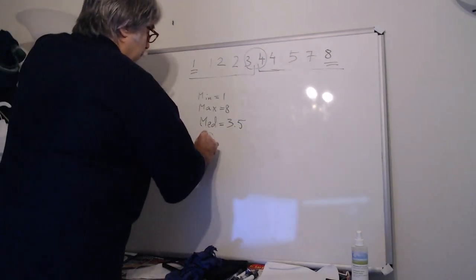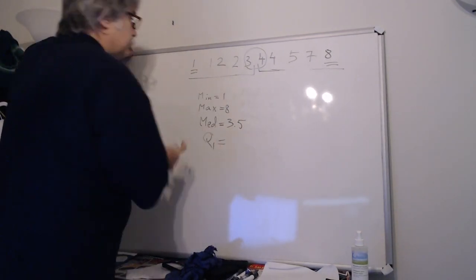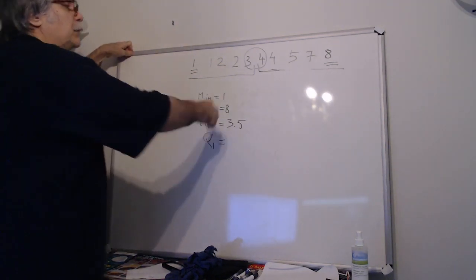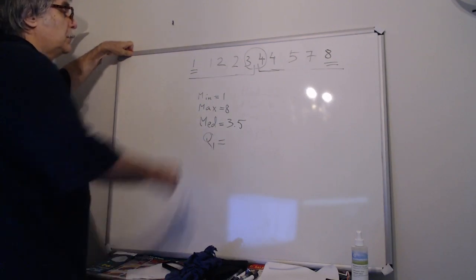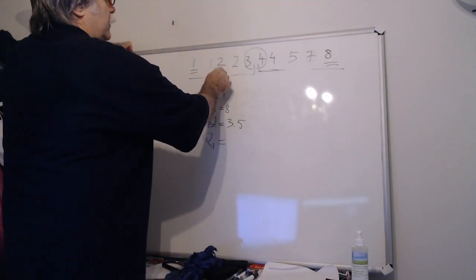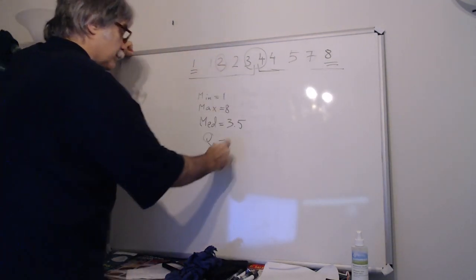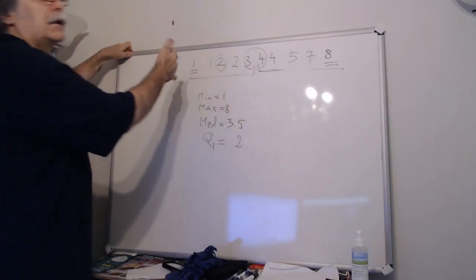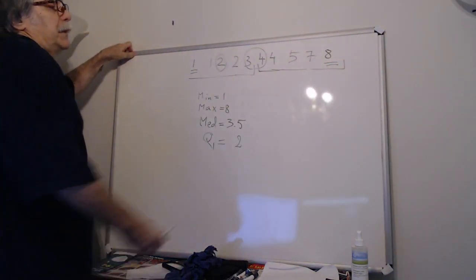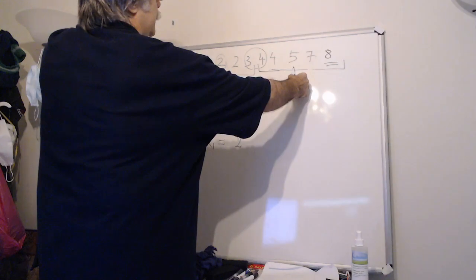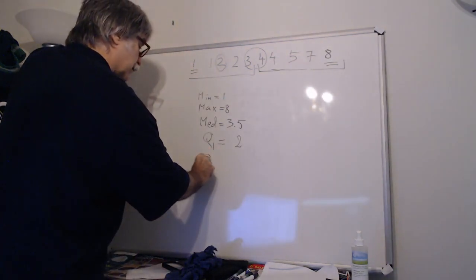Now the quartile number 1 is going to be the median of the lower half, and the median of the lower half is the central guy in the lower half, which is 2. That is a middle guy. And then you have the upper half, and in this particular case you have the middle guy 5, and that's a quartile 3.